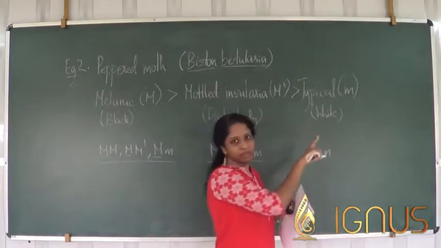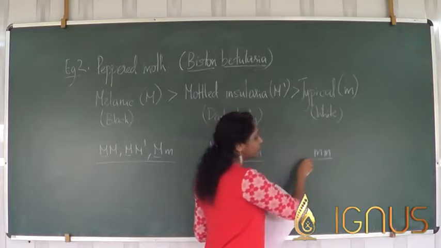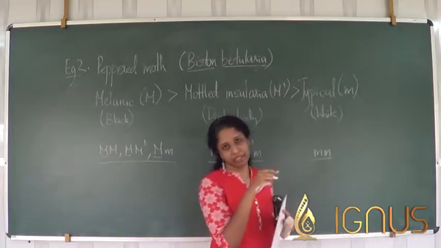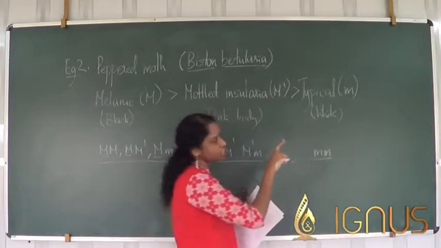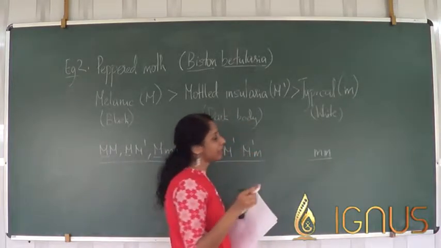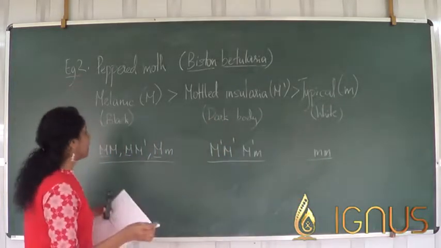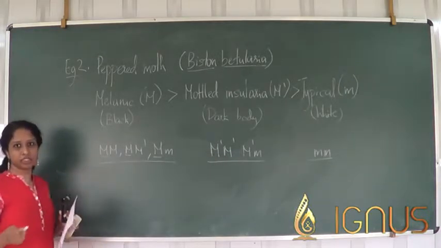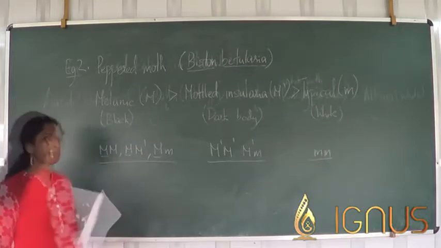Now, a typical, which is a white-bodied moth, can only occur if both the alleles are a recessive allele, which is small letter m here. So the white expression of the body color can happen only if it is a double recessive. And melanic is the most dominant as compared to the other two. This is another example for multiple alleles.